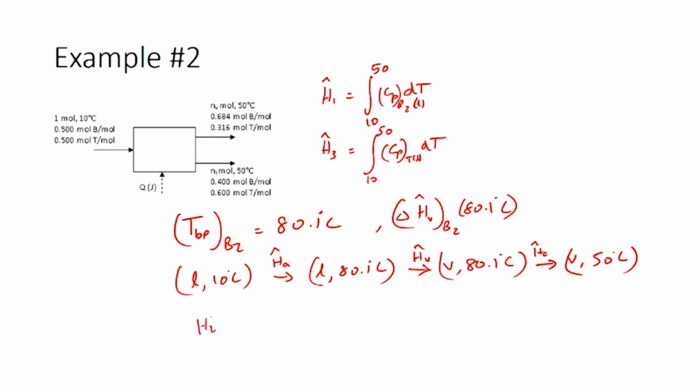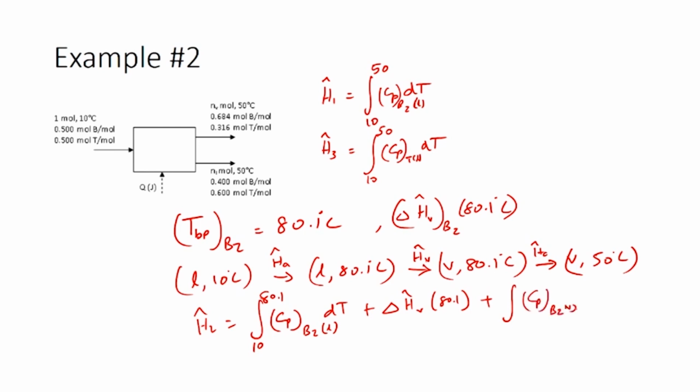So, our Ĥ2 would be equal to the integral from 10 degrees Celsius to 80.1 degrees Celsius of Cp of benzene liquid dT, plus, for the second step, ΔĤv at 80.1 degrees Celsius, plus the third step, which would be the integral of Cp of benzene vapor dT with the limits of 80.1 degrees Celsius to 50 degrees Celsius. By performing this calculation, we can calculate Ĥ2 to be filled into the enthalpy table.